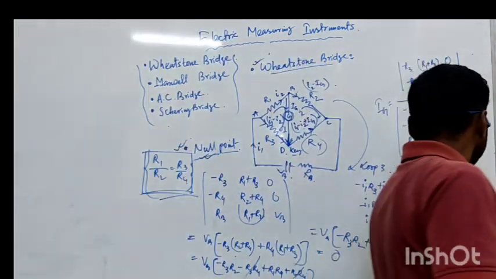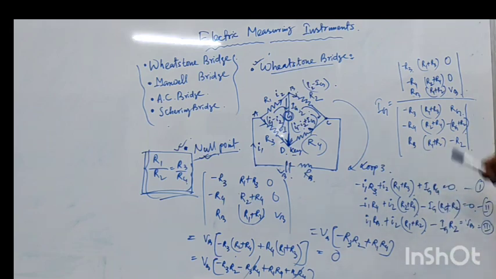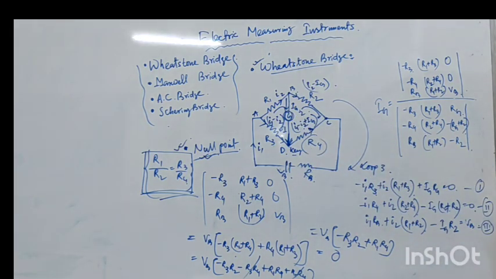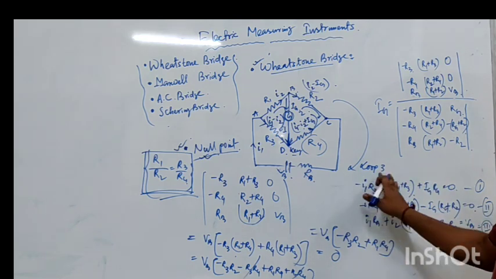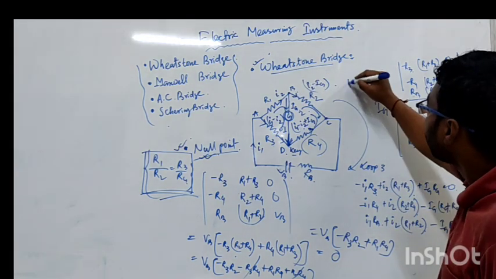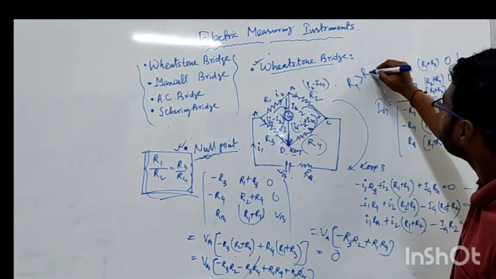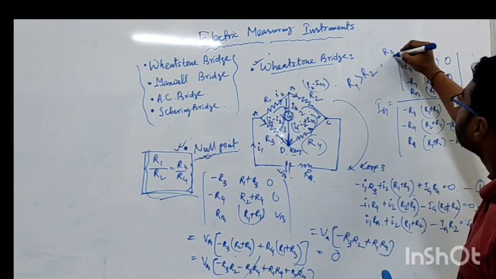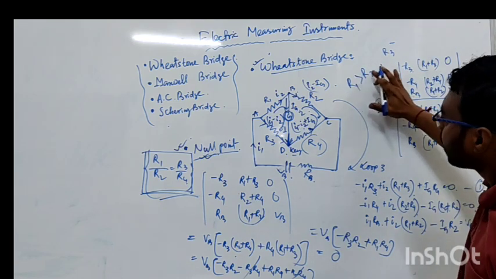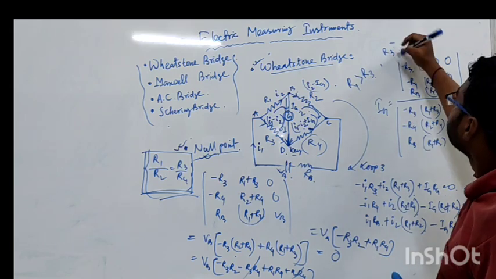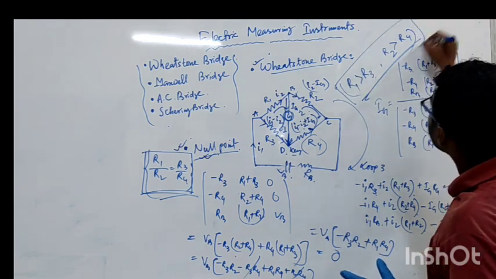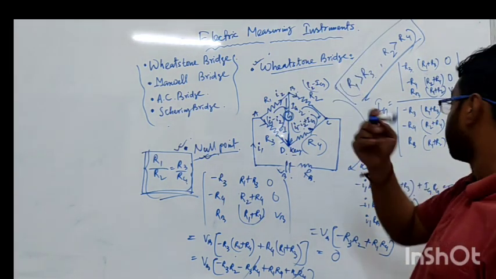So if we study this determinant, we can see that if we change the position of RB and RG, the sensitivity of the Wheatstone bridge will be high when R1 should be greater than R2, and also R1 should be greater than R3 and R2 should be greater than R4. At that condition, we can get the better sensitivity of the Wheatstone bridge.